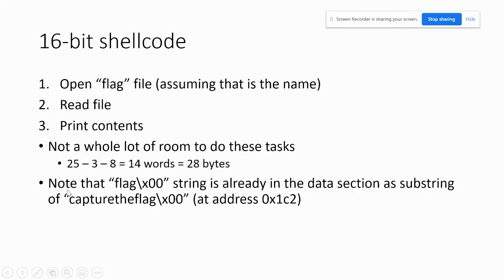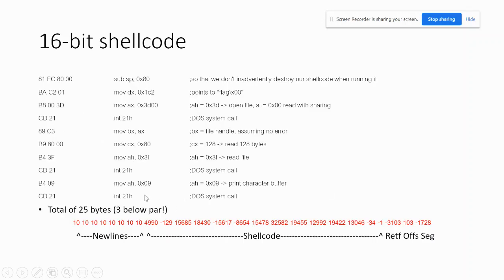To speed this up a little bit, we know that the flag string is actually prepared for us in the data section, because this is the user ID. So here is my shellcode. I know it's probably not the most efficient one you can come up with, but it's very straightforward. First, hex 80 is subtracted from SP. The reason I do this is because I want to ensure that whenever we're running our shellcode, we don't inadvertently overwrite it, because our stack and our code are in the same place.